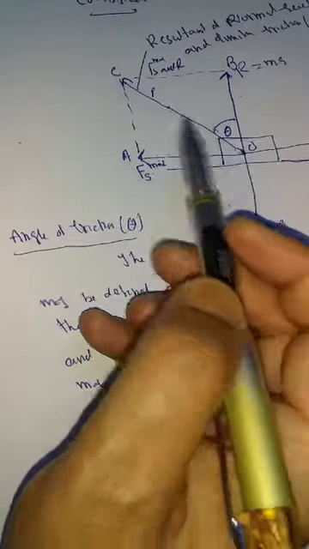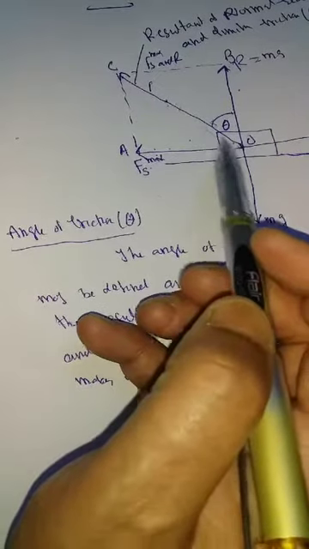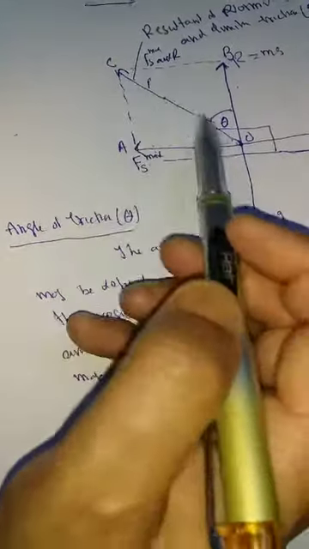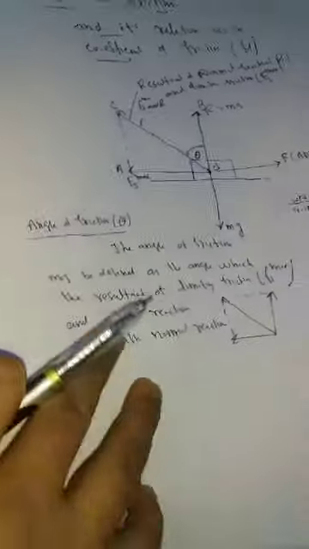The vector joining by the common tail. This diagonal joining by the common tail gives their resultant. This is the resultant. I hope you have got it. This is called the angle of friction.